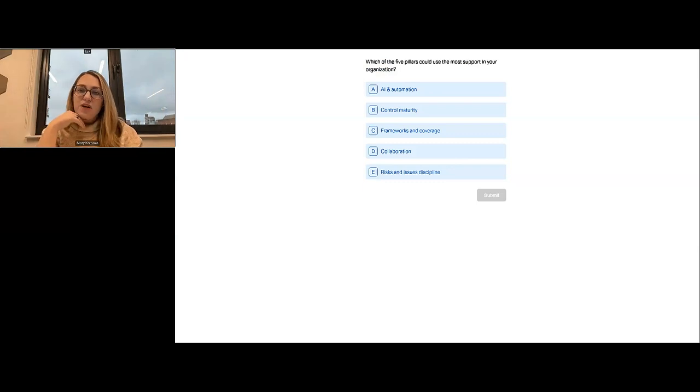And that'll bring us to our last poll question. Which of the 5 pillars could you use most to support your organization? At the end of each area, I asked you guys to think about your own organization internally and really where you guys are at. So going back on all of these, which one can use the most support in your organization? I want you to think about it, because that's the area that I want you to start to work on and take this back as well.